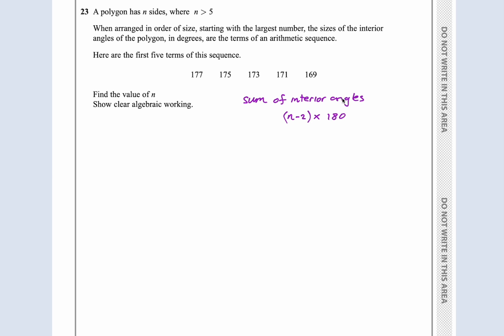So the sum of the interior angles is equal to this. But the sum of the interior angles is also equal to the sum of this sequence. And I know the sum of an arithmetic sequence is n over 2 times 2a plus n minus 1 d. This is in the formula booklet, where a is the first term, it's 177. n is, again, the thing we're trying to find, and d is the common difference. Now be super careful, guys, the common difference is not 2, it's negative 2, because we're going down in 2s. Okay, so the common difference is negative 2.